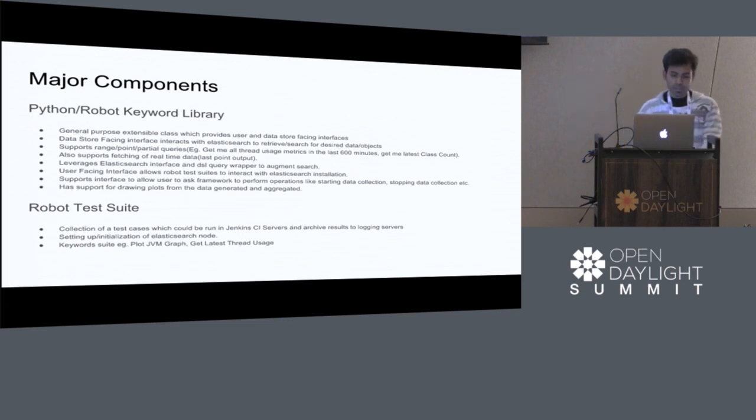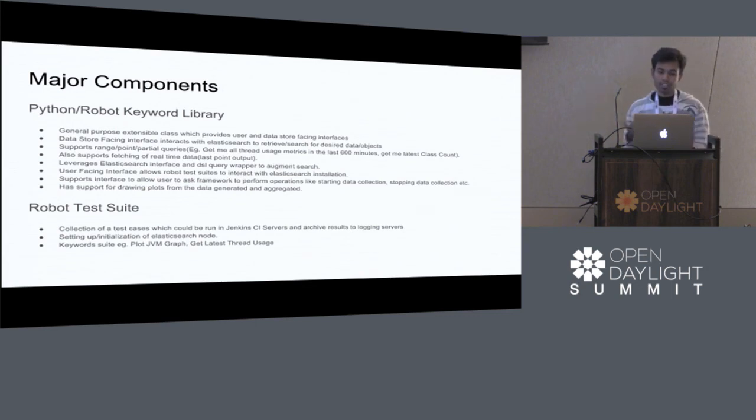So the Python robot keyword library that we wrote has two interfaces, the user-facing and a data-store-facing interface. The data-store-facing interface interacts with Elasticsearch to retrieve and search for the objects that are dumped into the Elasticsearch Index. There are three kinds of queries that we support currently. First is the range query. So we can ask something like, get me all the heap memory uses for the last 200 minutes.